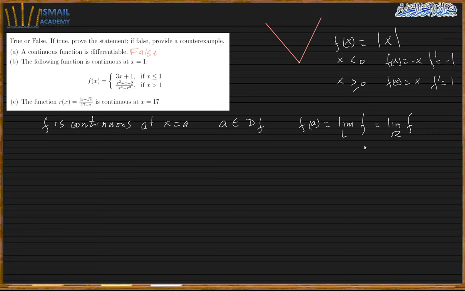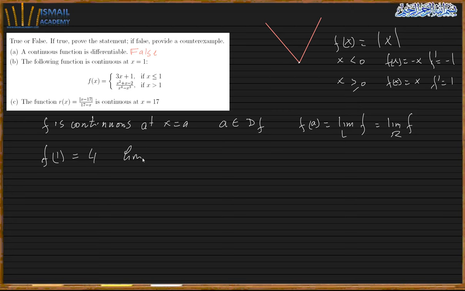So the right limit and left limit must be equal and is equal to the value of the function on that x. So here let me check, this is continuous because this is polynomial degree 1, so I just need to check what is f of 1. So f of 1 is 3 plus 1, which is 4.